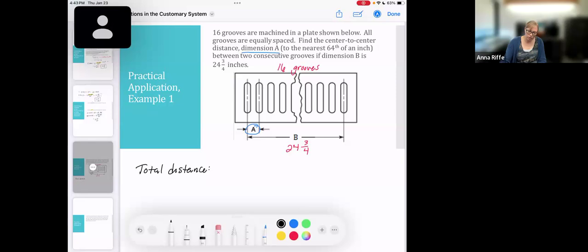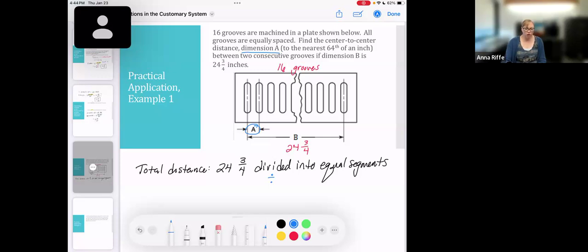24 and 3/4 of an inch. And we want to divide it evenly into segments. So we want to divide it into equal segments. That gives us an indication of the mathematical operation that we need. We're going to need division. So we have, on the picture, gathered our information, and we have an idea of the mathematical operation that we need.